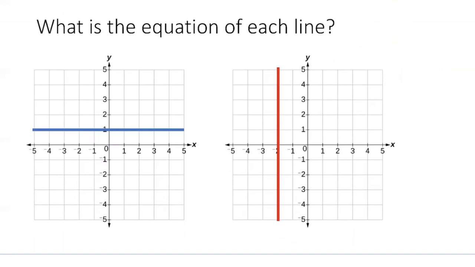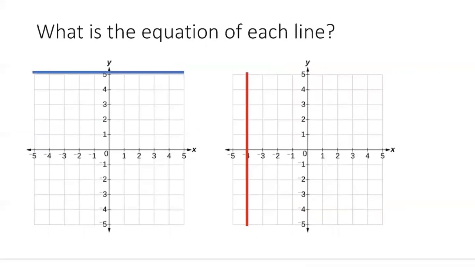Okay, so if you have a look, this blue line here, where it is, it's at the same place on the y-axis the whole way along, and that is y equals 1. And so we would call that line y equals 1. For the red line, that has the same x-axis value for the whole of its length, and that is x equals minus 2, or negative 2.